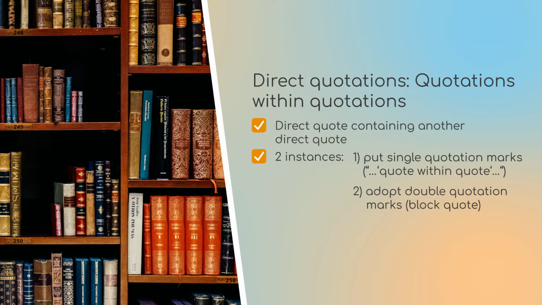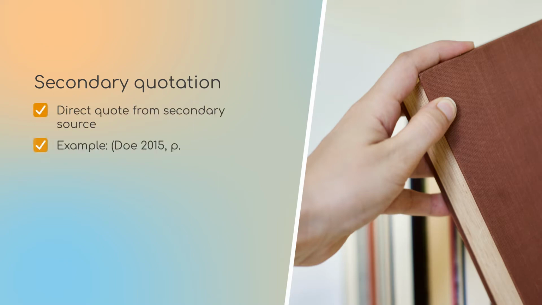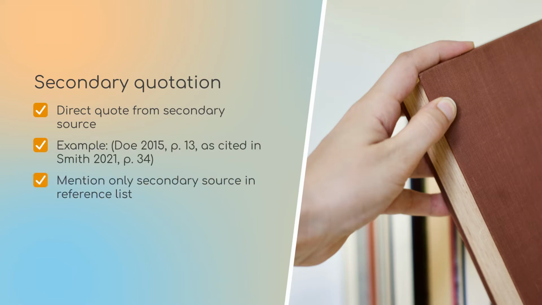Another special case of a direct quotation is the secondary quotation. Here you quote a text passage not from the original source, but from a secondary source. To make this clear, you use the phrase "references cited in". In the reference list, you only indicate the secondary source though. However, you should use secondary quotations only in an emergency, namely when you cannot access the original source. This is because those who use secondary quotations are unable to verify whether the original source is correctly presented.